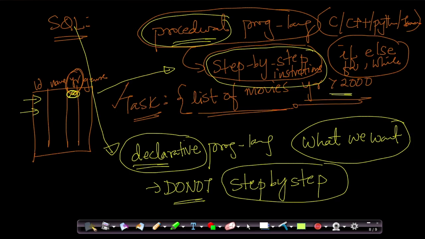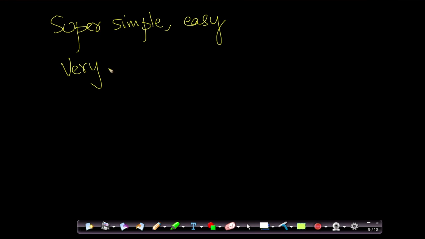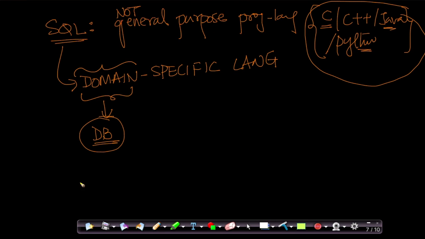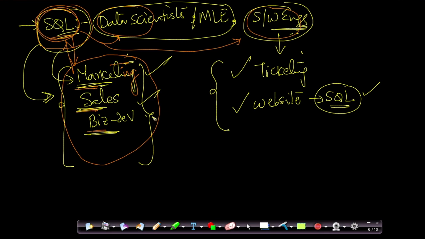So the core property of SQL is that it is super simple and easy to use. That's why it's super powerful. This is also important: just because it is declarative and easy doesn't mean it's not powerful. It is so powerful that it is one of the most used tools by software engineers, machine learning engineers, data scientists, while it is also a very popular and most used tool by marketing, sales, and business development. That's the power of SQL. I can't emphasize this enough.